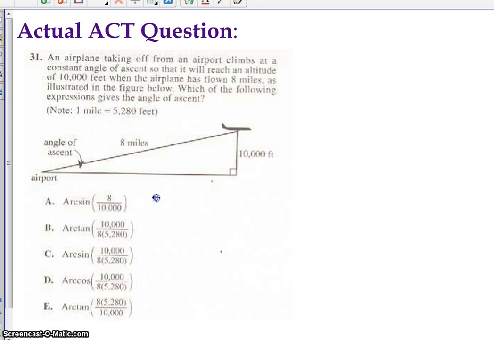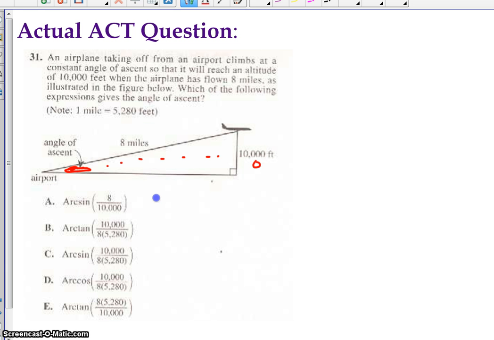It says an airplane taking off from an airport climbs at a constant angle of ascent, so it will reach an altitude of 10,000 feet when the airplane has flown 8 miles, as illustrated in the figure below. Which of the following expressions gives the angle of ascent? So we have our angle here. We're talking about this angle right here. That's our angle of ascent that we want.